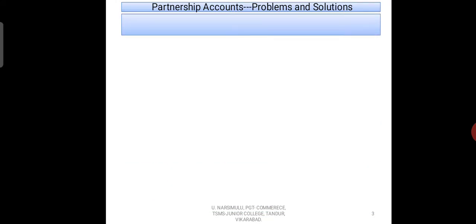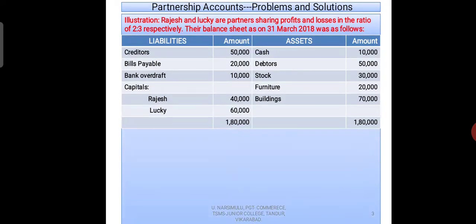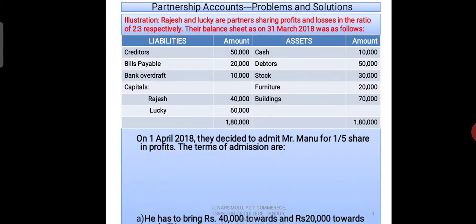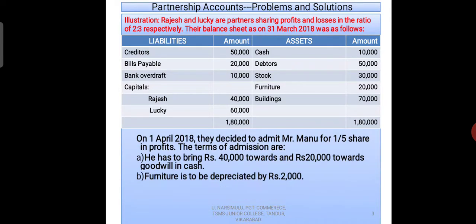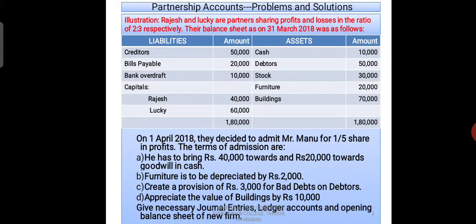Here one problem is given, you observe. Yes, here this is the problem. In this problem, what's happening? A new partner enters and the existing partners close the business and they start altogether new business.